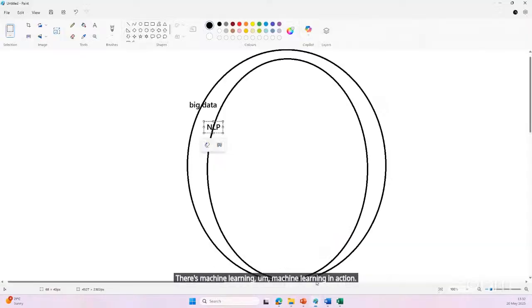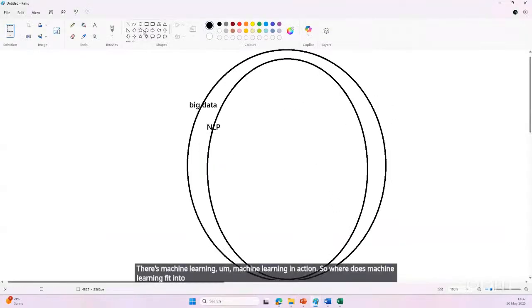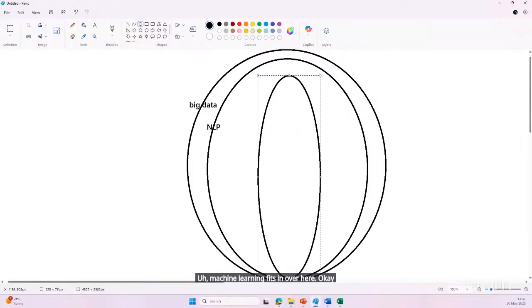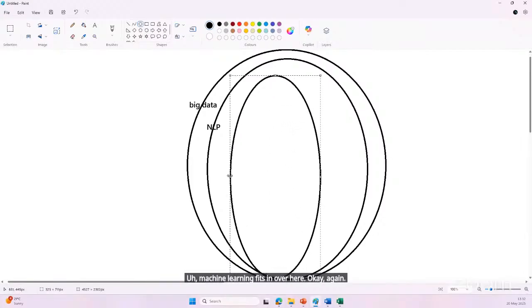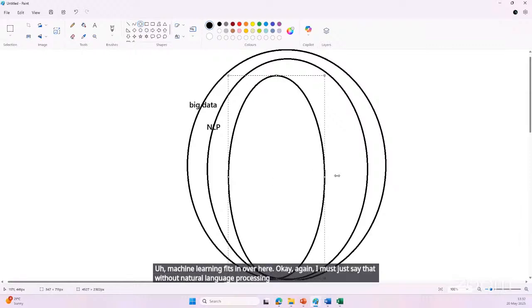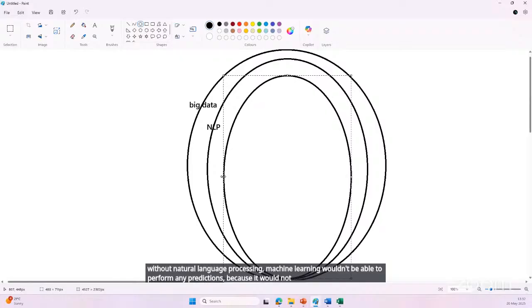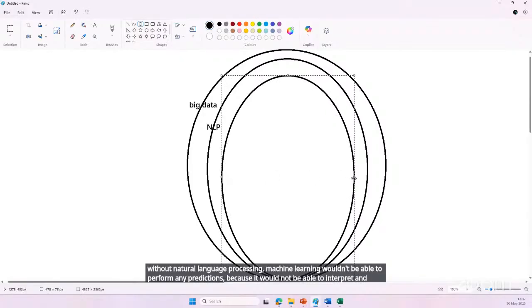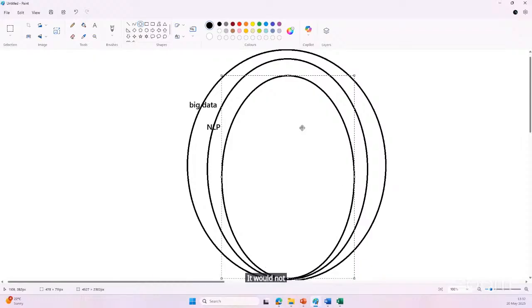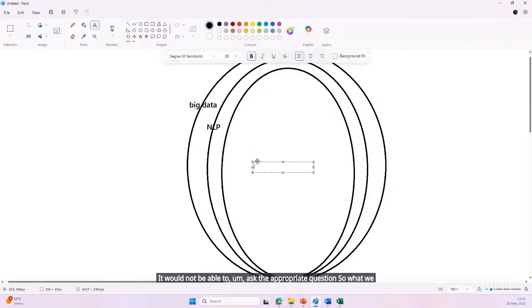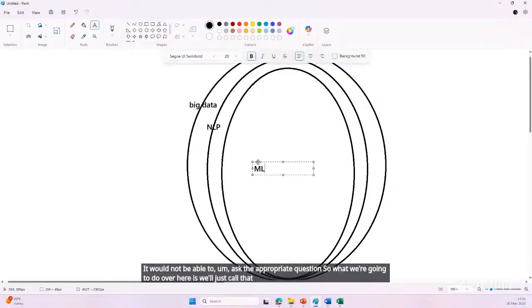So where does machine learning fit into the grander scheme of things? Machine learning fits in over here. Again, I must just say that without natural language processing, machine learning wouldn't be able to perform any predictions because it would not be able to interpret and understand language. And without big data to compare to, it would not be able to ask the appropriate question. So we'll just call that ML for machine learning.